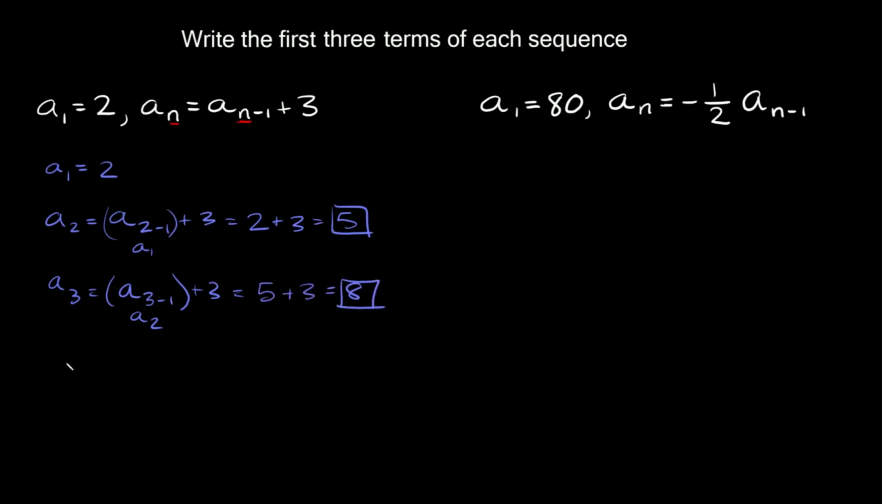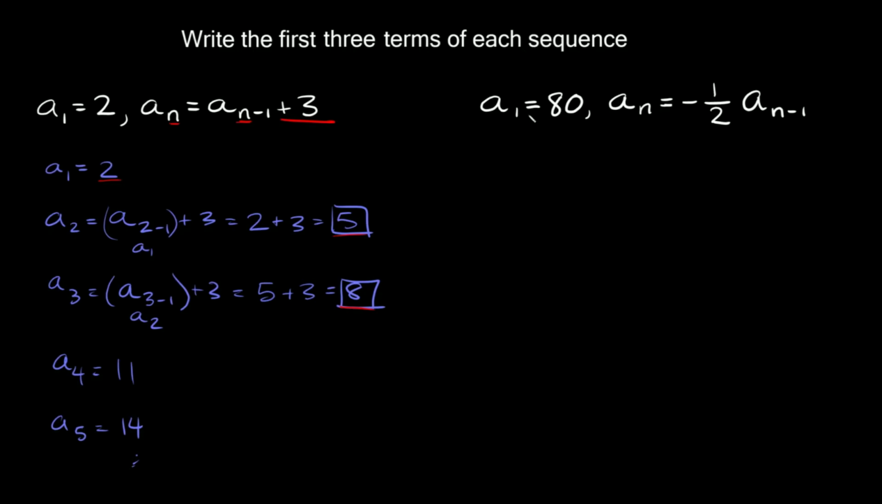Okay, and it doesn't ask for it, but we could also just keep finding more, because you might notice the pattern already, right? We started with 2, then we went to 5, then 8. So we're just adding 3 each time. So a sub 4 would be 11, a sub 5 would be 14, and so on. Okay, and since we are just adding 3 over and over again, that means this is an arithmetic sequence, right? Okay, so now let's go to this next example.